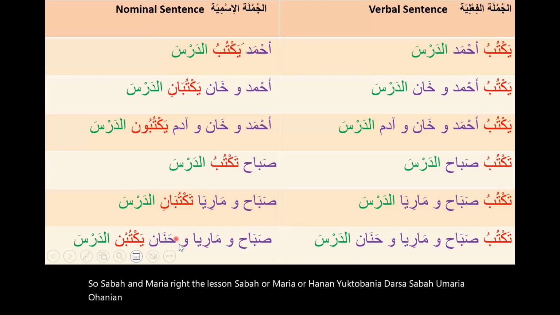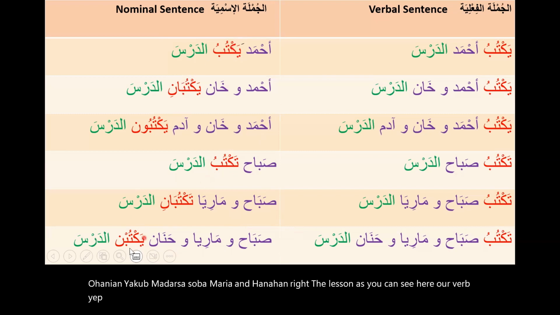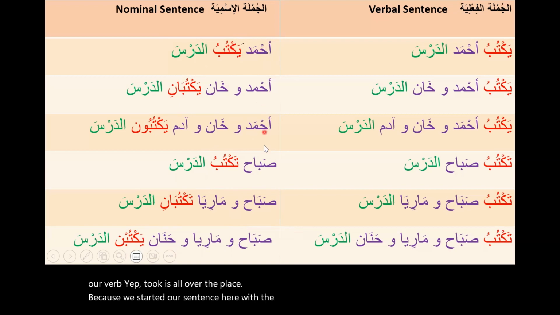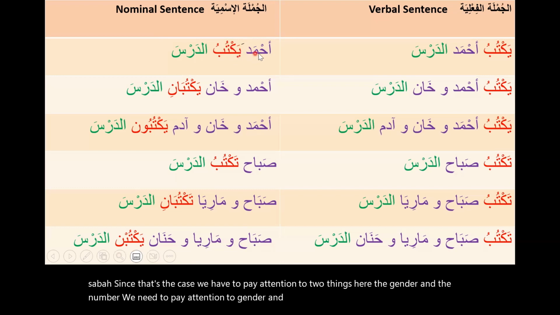Sabah, Maria, and Hanan write the lesson. As you can see here, our verb yaktub is all over the place because we started our sentence here with the noun Ahmad. See, Ahmad, Ahmad, Ahmad, Sabah, Sabah. Since that's the case, we have to pay attention to two things here: the gender and the number. So Ahmad, because Ahmad is masculine and singular, yaktub.